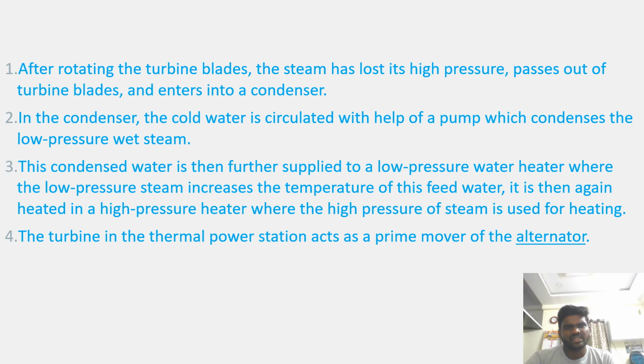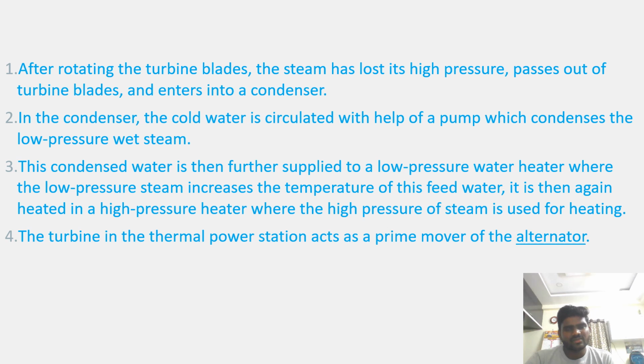So after rotating the turbine blade, the steam has lost its pressure and passes out of the turbine blades and enters into a condenser. In the condenser, cold water is circulated with the help of a pump, which condenses the low pressure wet steam.